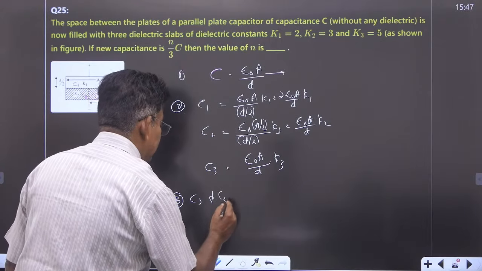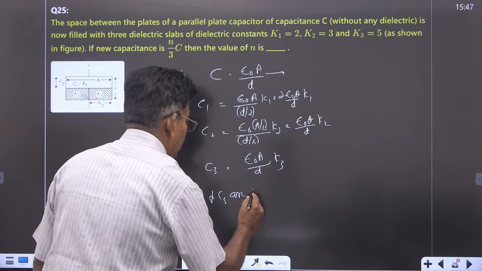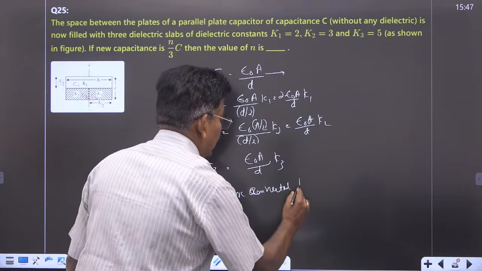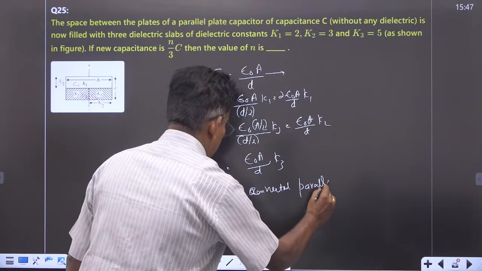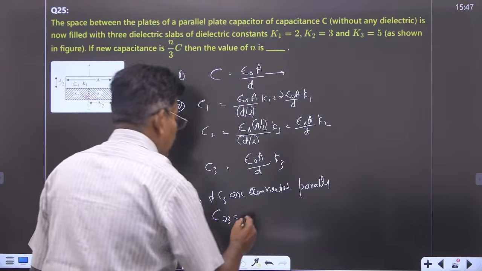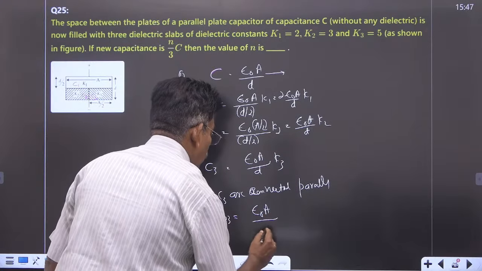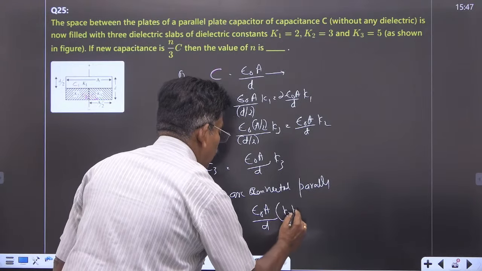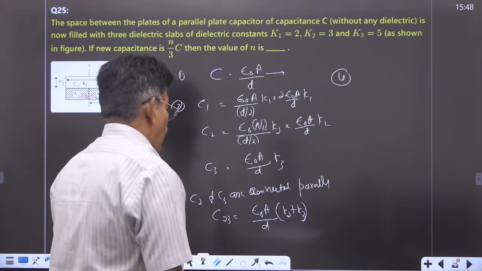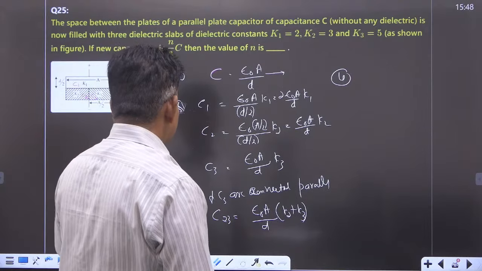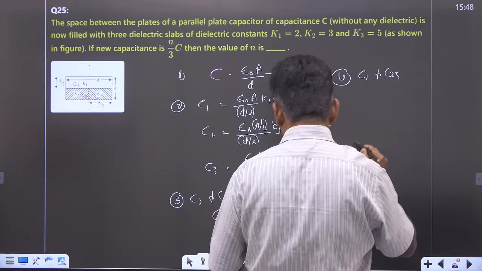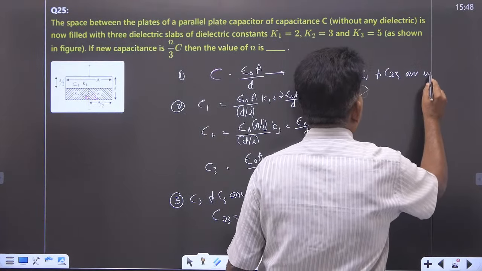C2 and C3 are connected in parallel. So what will be the effective capacitance? When connected in parallel, we can directly write epsilon 0 A by D into K2 plus K3. Okay. Fourth point: C1 and C23, that combination, are in series.